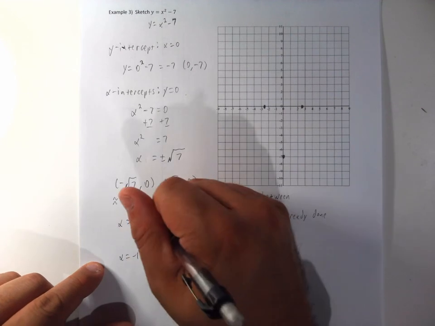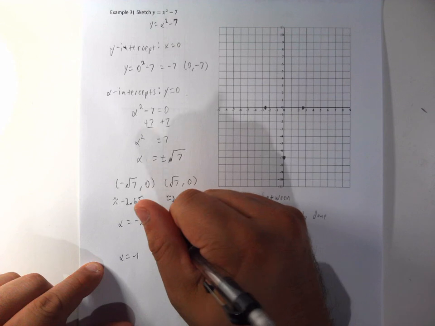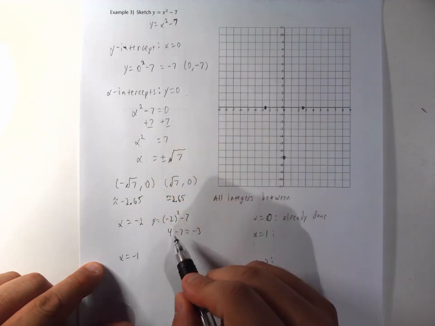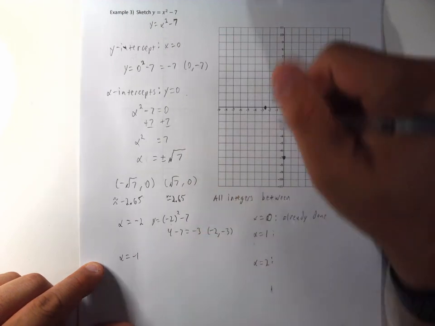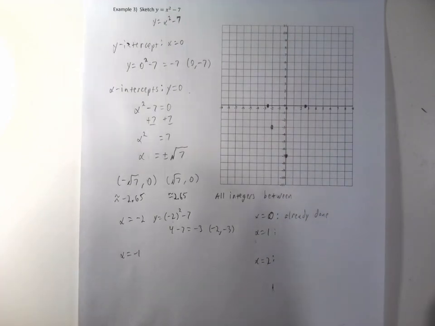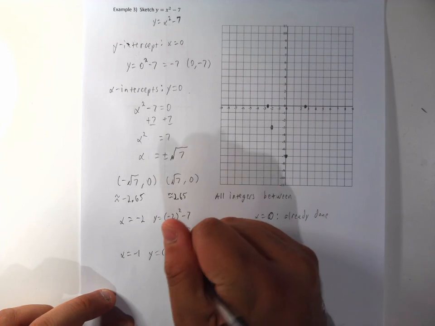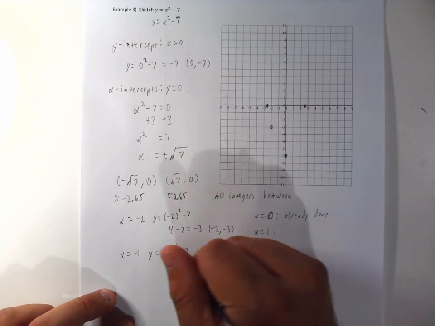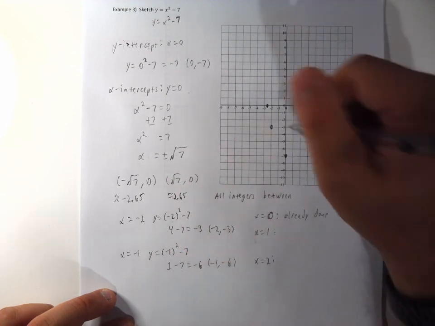So if x equals negative 2, y equals negative 2 squared minus 7. 4 minus 7 is negative 3, because negative 2 times itself would be positive 4. 4 take away 7 is negative 3, so that's negative 2, negative 3. At x equals negative 1, y equals negative 1 squared minus 7. Negative 1 squared is positive 1. 1 take away 7 is negative 6. I have negative 1, negative 6.